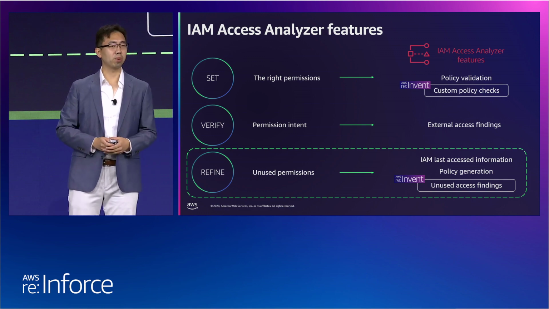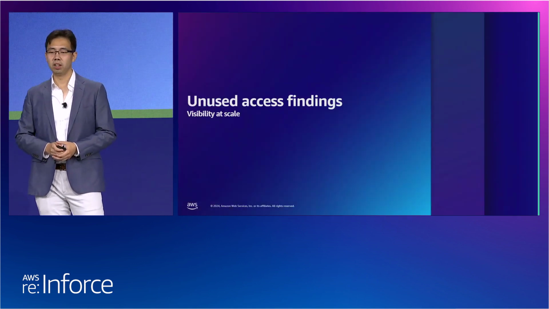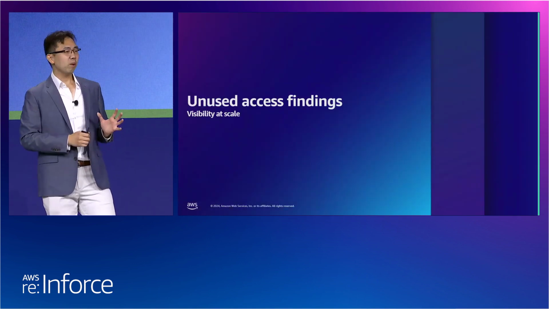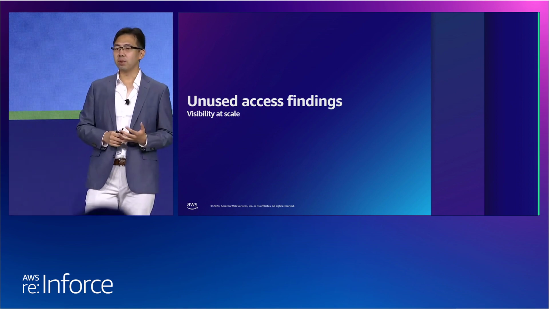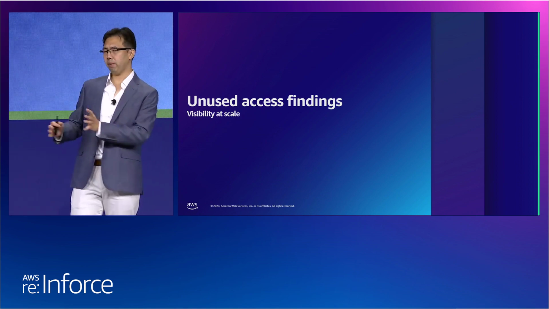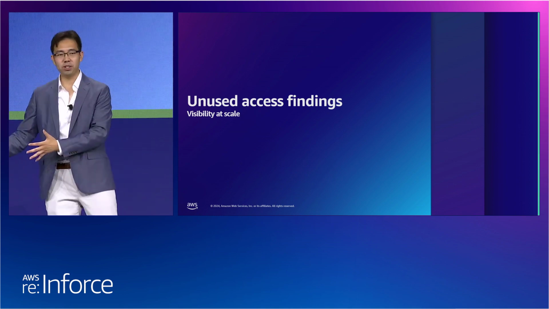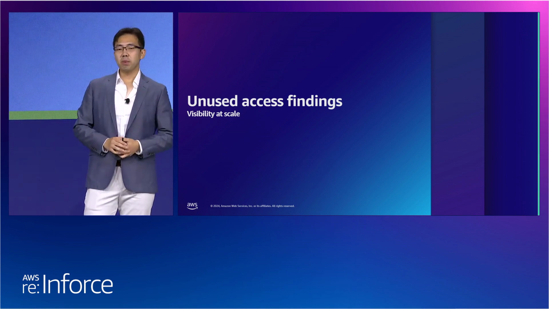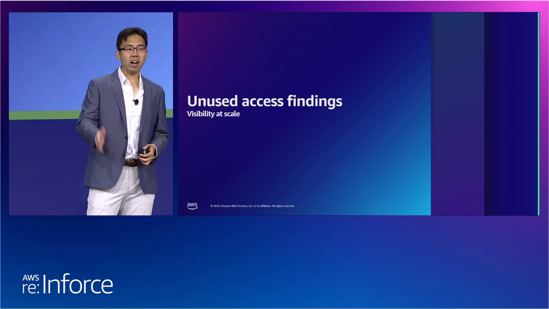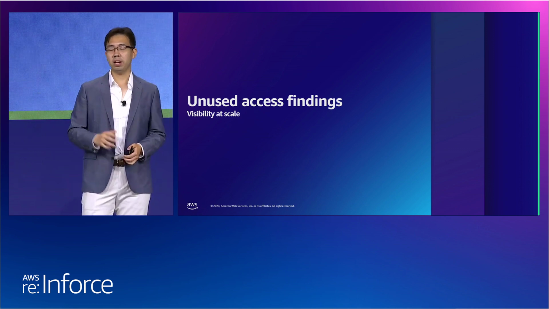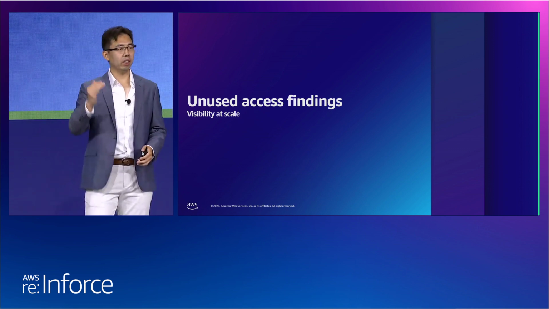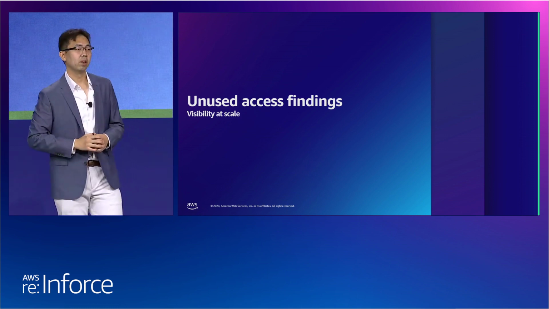Let's dive into unused permissions. Some questions I've gotten before are, well, you have last access information and then you have unused access. When do I use which? Last access information is great if you know the IAM role that you want to inspect. You can take a deeper look at it, look at the individual permissions, and that's great.